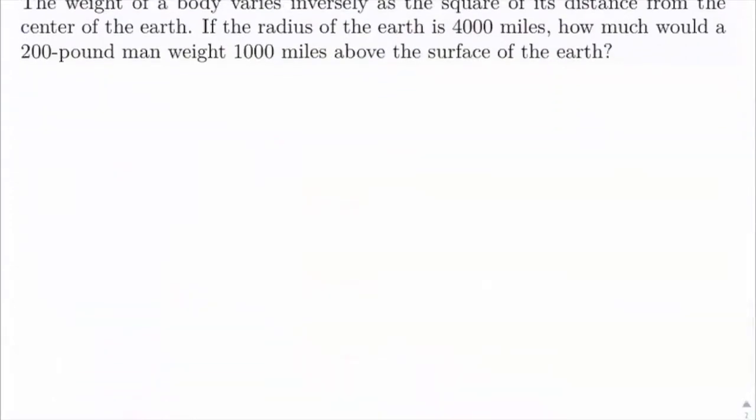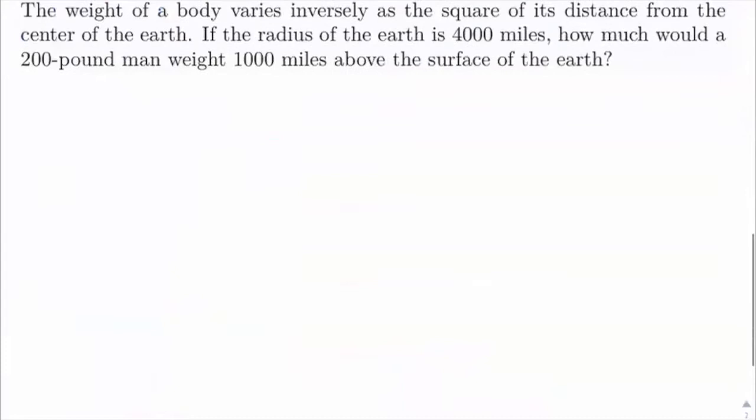The weight of a body varies inversely as the square of its distance from the center of the earth. If the radius of the earth is 4,000 miles, how much would a 200-pound man weigh 1,000 miles above the surface of the earth?